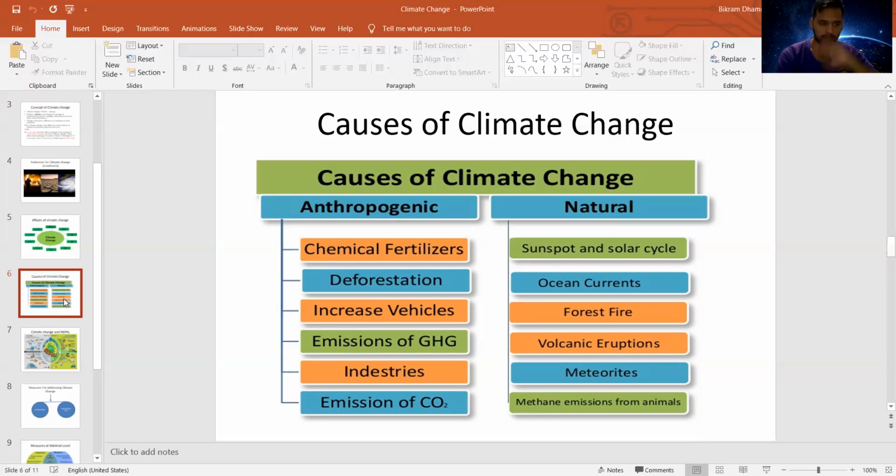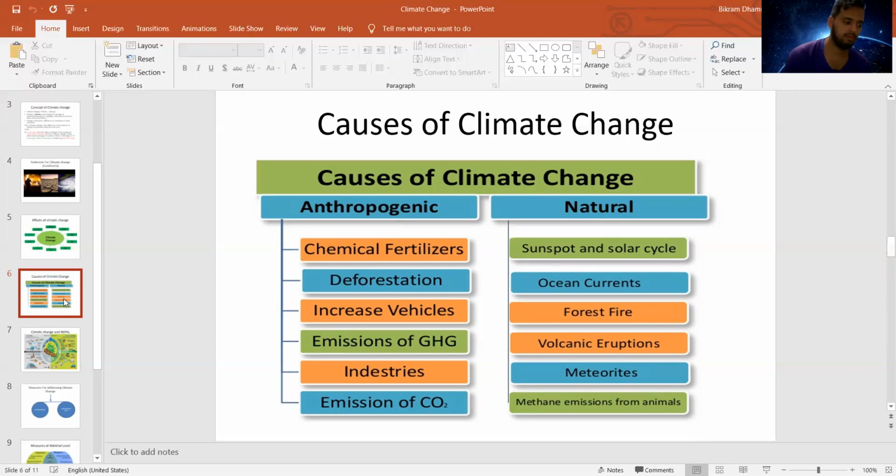Solar cycle means in the same particular place, we do not have the same amount of sunlight throughout the year. In winter, we have less sunlight, so we feel chill and cold. In summer or spring, we have pleasant sunlight and we feel hot. So there is a difference of climate because of the solar cycle. Next one is ocean currents.